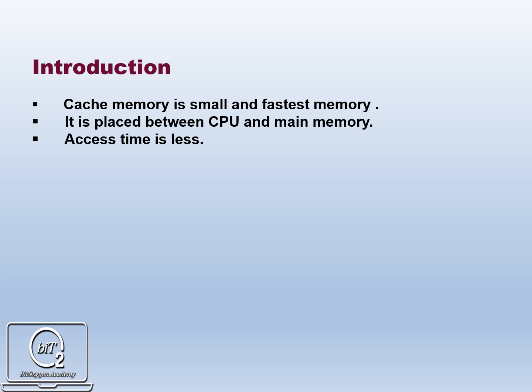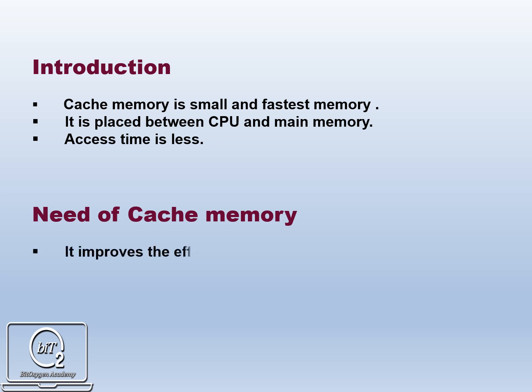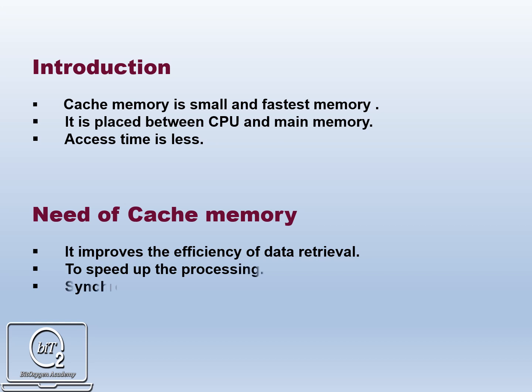Now, why do we need cache memory in a computer system? Because it improves the efficiency of data retrieval. It stores program instructions and data that are used repeatedly in the operation of programs, or information that the CPU is likely to need next.